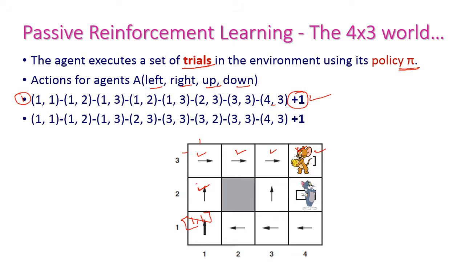Okay, and when it comes to the second trial, it starts here at 1 comma 1, then 1 comma 2, 1 comma 3, 2 comma 3, 3 comma 3. This is 3 comma 3, again 3 comma 2, it will come here to 3 comma 2 and then 3 comma 3, next 4 comma 3. So it will reach the positive goal state. Again the program will terminate with a success message.